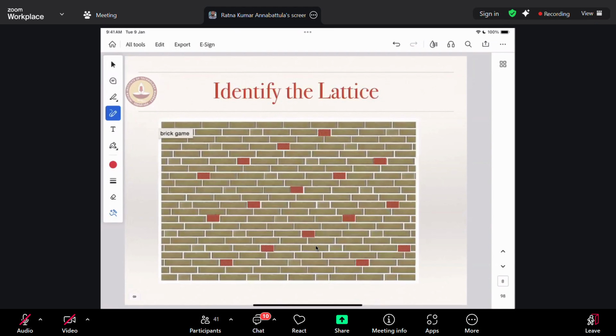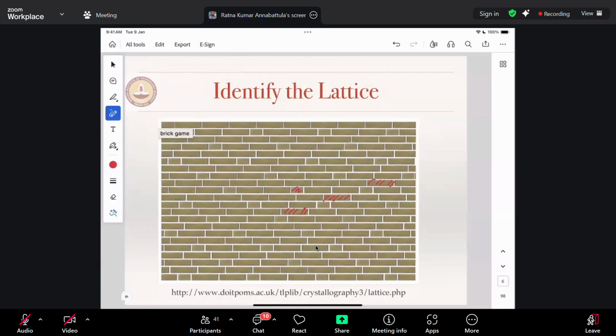Need not be, right? Because instead of choosing this one, I could have chosen, say, this one. If I have chosen that one, can we identify the lattice points? Then I have to look at the brick, and see whether this is identical or not. Yes. And similarly, this is identical.